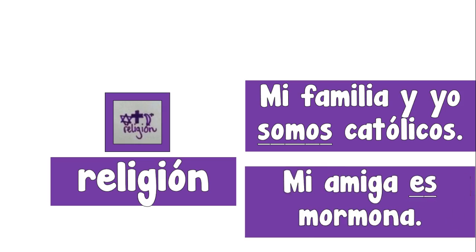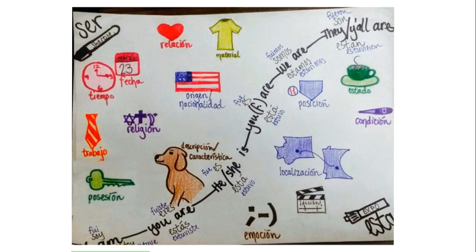Or mi amiga es mormona. My friend is Mormon. Again, we could change our religion later in time, but the religion that we practice right now is who we are as a person, and we wouldn't want that to be temporary. We would want that to be permanent. So therefore, we use ser.